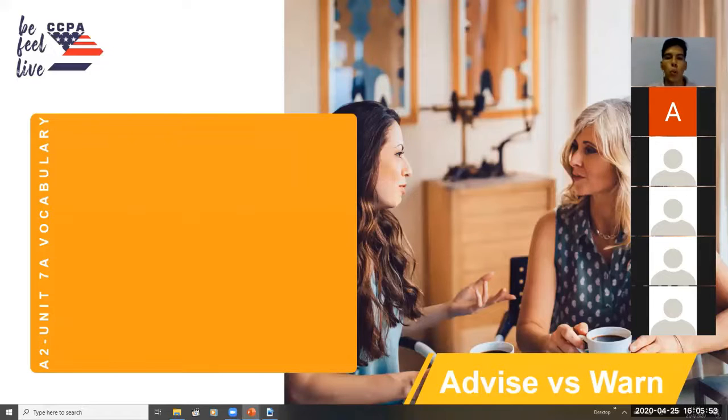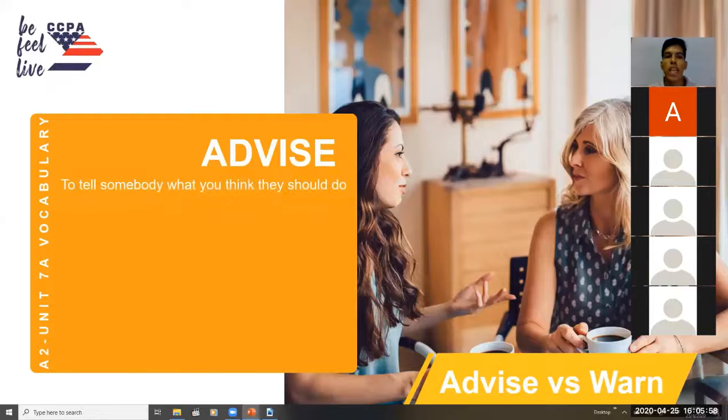Now we have advice versus warn. Advice is to tell somebody what you think they should do. Example, doctors advise the patient to have surgery. Okay, so you are telling them what they should do, and it's their option if they do it or not.